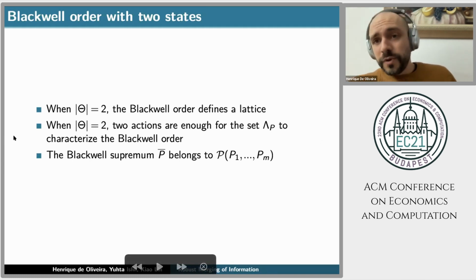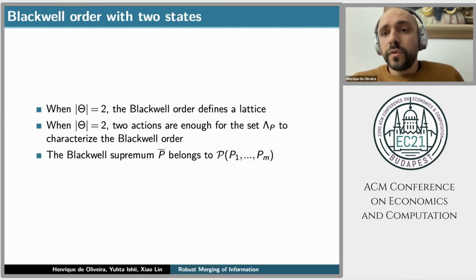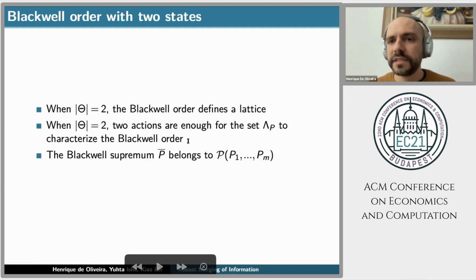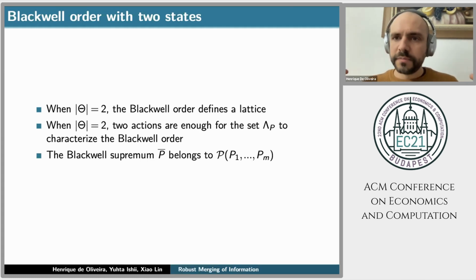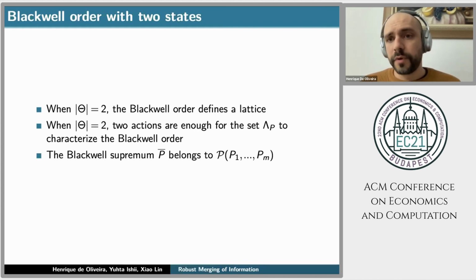Moreover, I'm going to need two other properties of the Blackwell order with two states. The other is that with two states, two actions are enough for the set lambda P to characterize the Blackwell order. So that means that that picture that I showed you of the set lambda P is exactly what we need. Larger sets are going to exactly correspond to more informative experiments. And there's one more thing that we need to show, and we do this in the paper, which is that the Blackwell supremum actually can be expressed as a joint experiment. So that we can write this with the proper marginals.